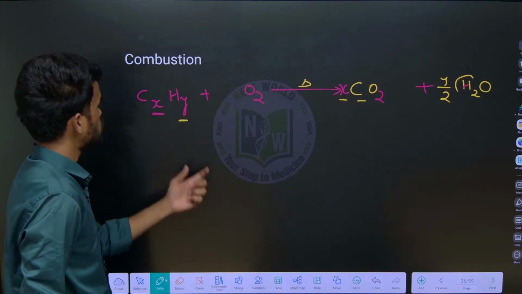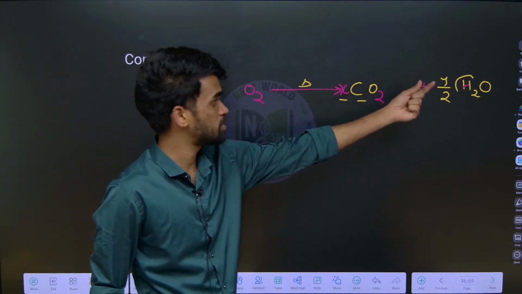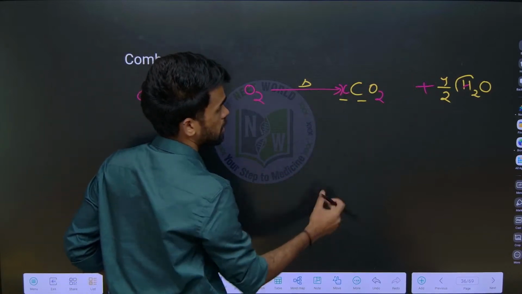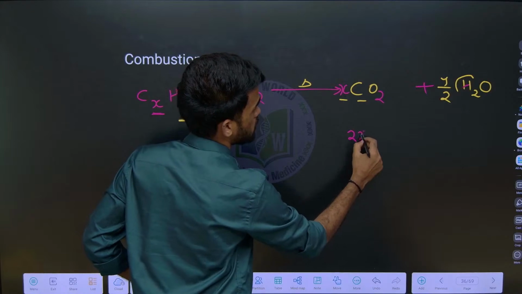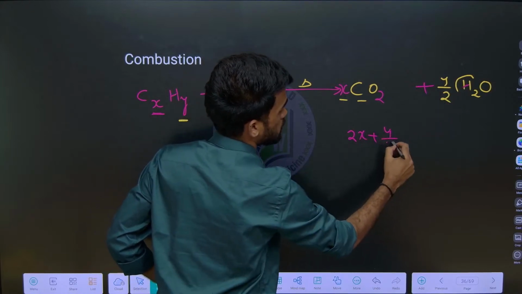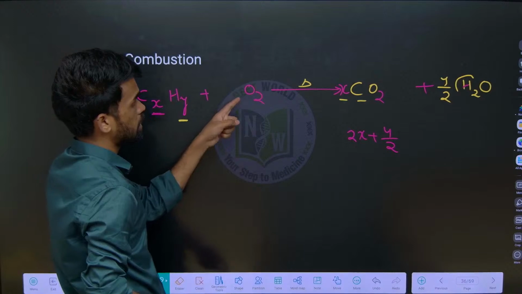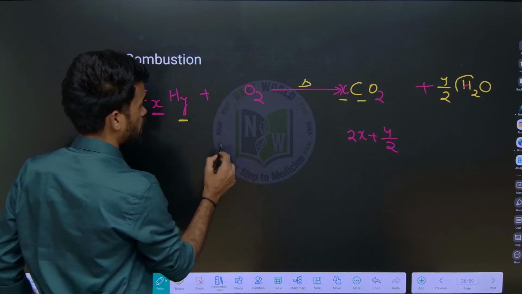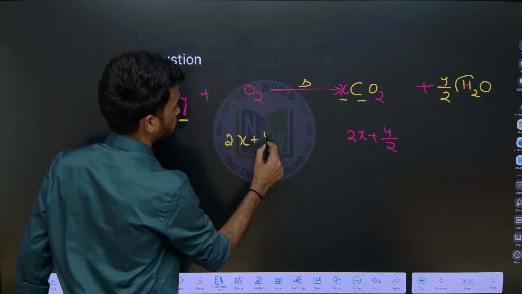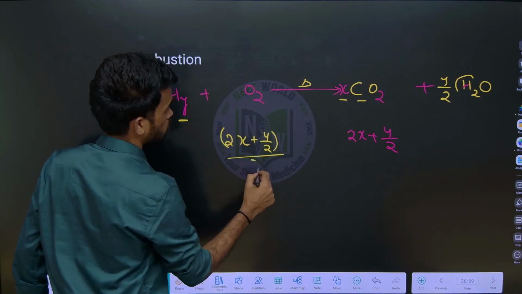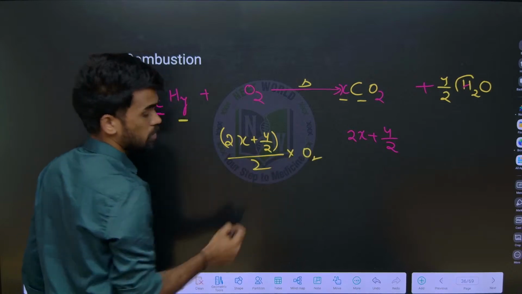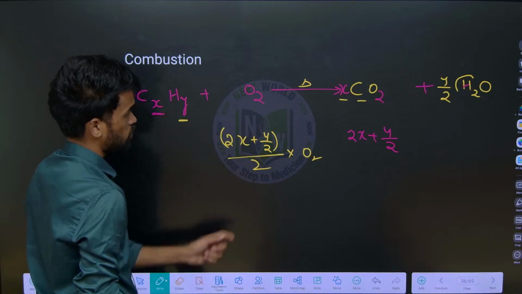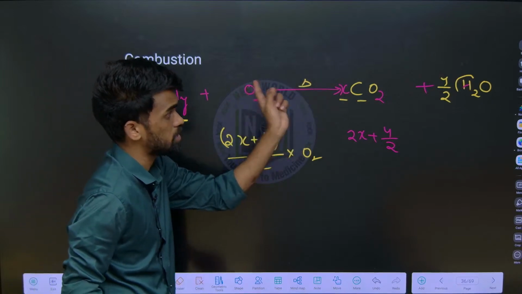Thing, yeah, so carbons balanced, hydrogens balanced, the remaining thing should be oxygens now. How many oxygens are there here? See, 2x oxygen atoms here and here Y by 2 oxygen atoms here, right? So it means here the molecule contains 2 oxygen atoms now. So what I am doing is 2x plus Y by 2 whole by 2 into O2. Why am I writing O2? Because here an O2 molecule is there, that's why I divided here. Therefore we will be getting the same number of oxygen atoms here and there.